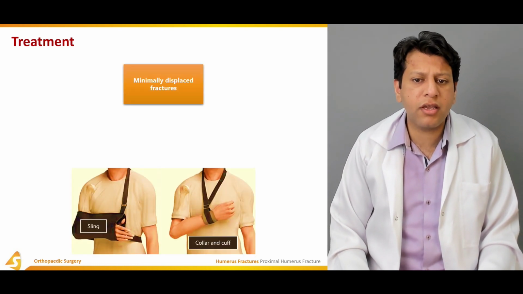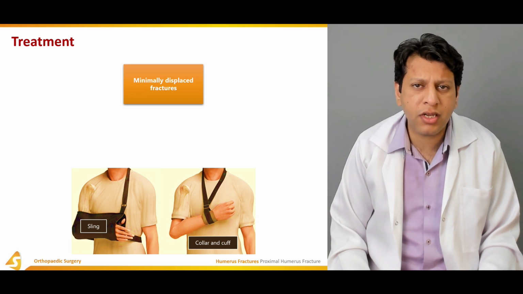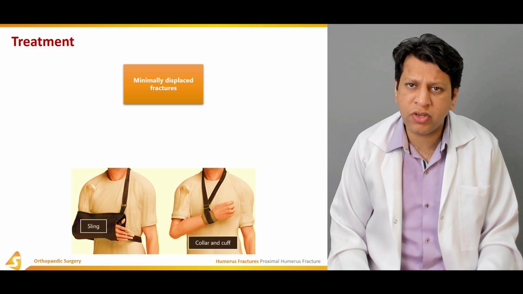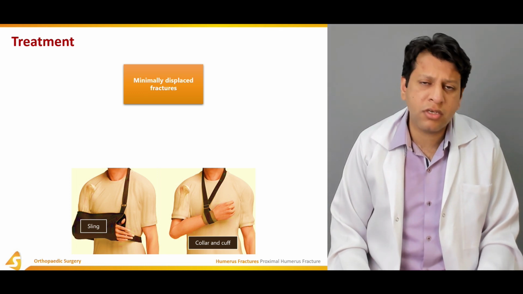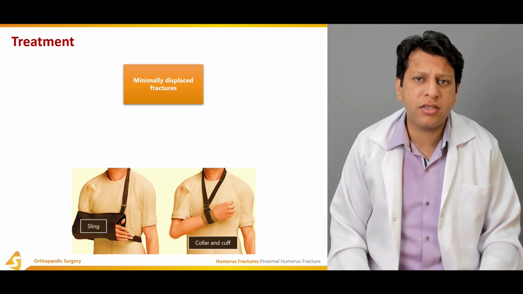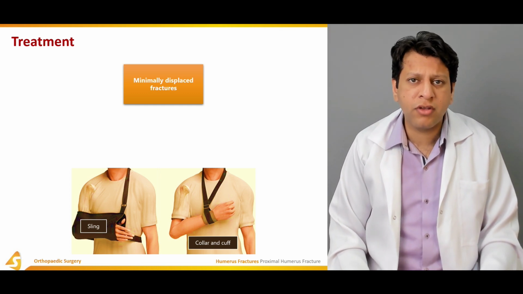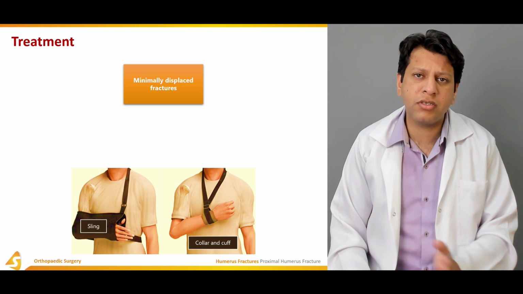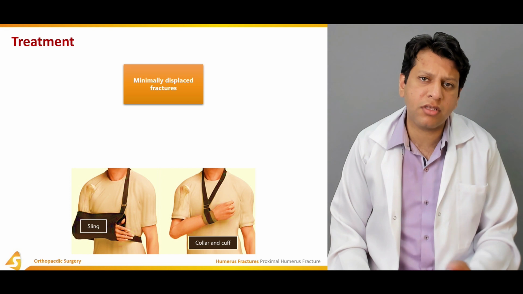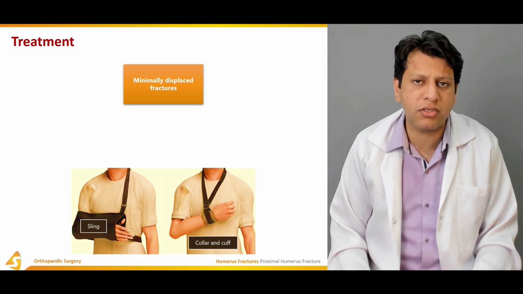Generalized treatment in case of a minimally displaced fracture, that is if it is less than 5 mm of displacement in case of greater tuberosity, less than 1 centimeter of displacement in case of shaft and lesser tuberosity, and less than 45 degrees of angulation. If it exceeds this criteria, then we have to go for operative fixation. Otherwise, usually the conservative measures are enough.